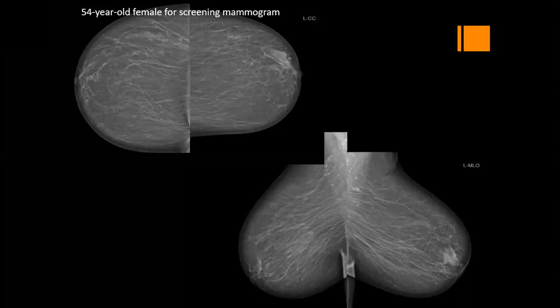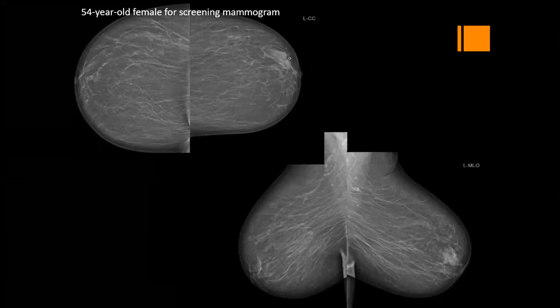Associated with retroareolar skin thickening and nipple retraction. The nipple is not retracted, but there is subtle thickening, yes. Some thickening is there. No other associated features, no calcification. I have to do a spot compression view for more characterization of this focal asymmetry.